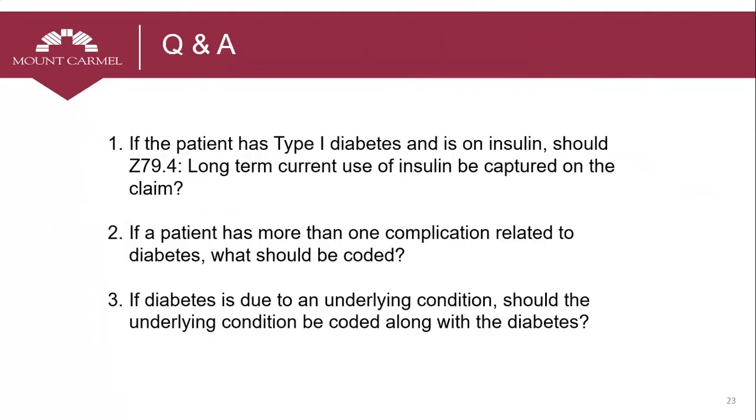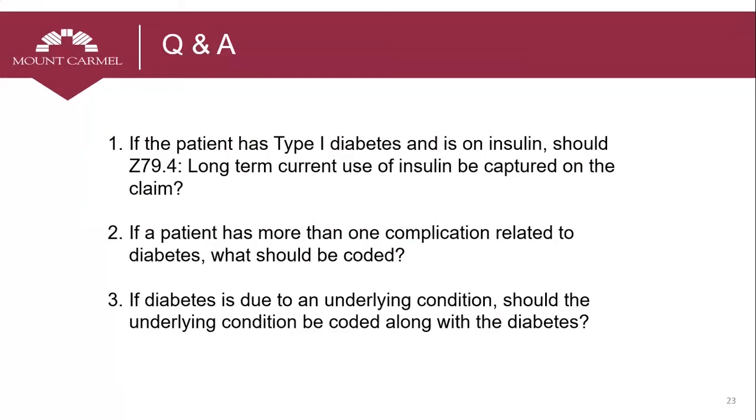We'll go through a few frequently asked questions to solidify the content that we discussed. So the first question is, if the patient has type 1 diabetes and is on insulin, should Z79.4, long-term current use of insulin, be captured on the claim? The answer is no. If the patient is a type 1 diabetic, it is assumed they are on insulin since they can't make their own to survive. So Z79.4 does not need to be captured on the claim.